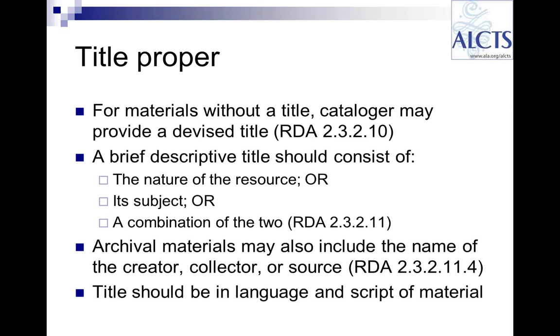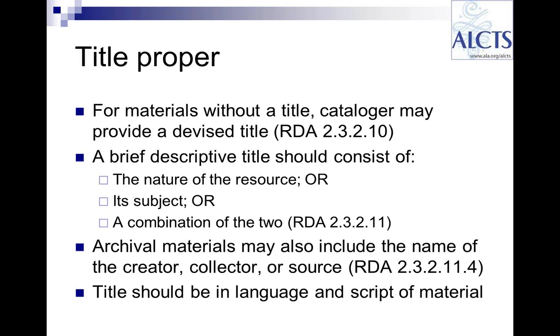So the first element on the RDA Core list is the title proper. Again, since most of these resources won't come with a title, the cataloger is instructed to provide a devised title. And RDA lists a few different options for how that can be recorded. That title could be either a term that describes the nature of the resource, a term related to the subject of the resource, or a combination of the two. And we'll see in a minute what those would look like.